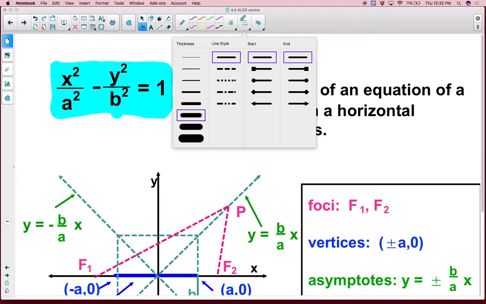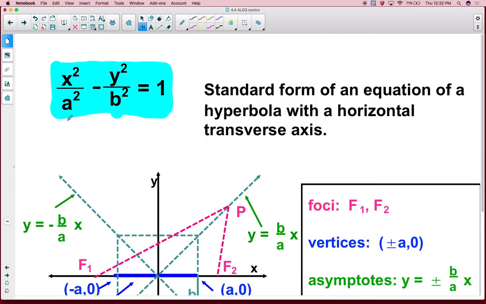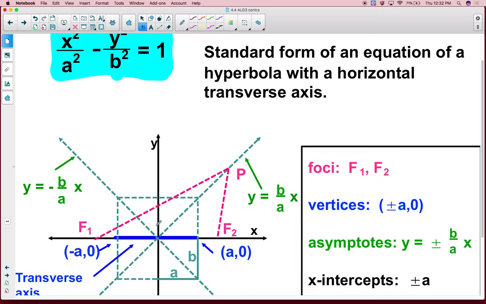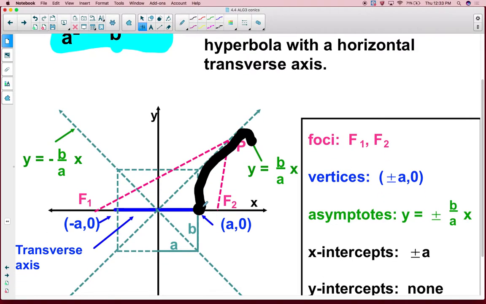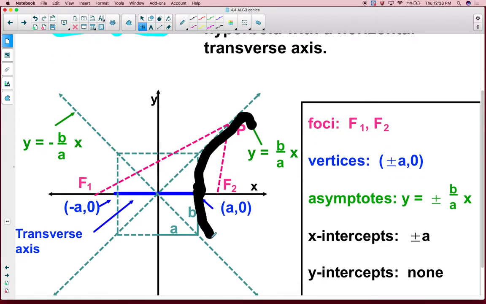So if we look here, now it's going to be going in the x direction. So to graph this, I'm going to start with my vertices. See how here your A is now underneath your X. So A is here, and I'm going to follow my asymptotes to sketch the graph. And then same with this here, following my asymptotes to sketch the graph.